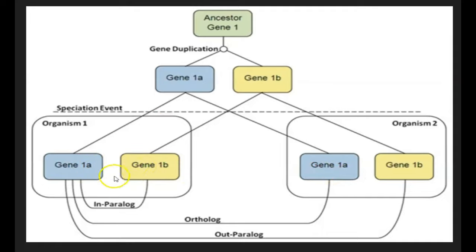So what are the homology terms that we can use here? How we can describe the relationship between gene 1A and gene 1B is we call it paralog homology, like here, paralog homology. Also, here we can call the relationship between gene 1A and gene 1A in two different organisms orthologue, and we can describe the relationship between gene 1A and gene 1B as out-paralog.